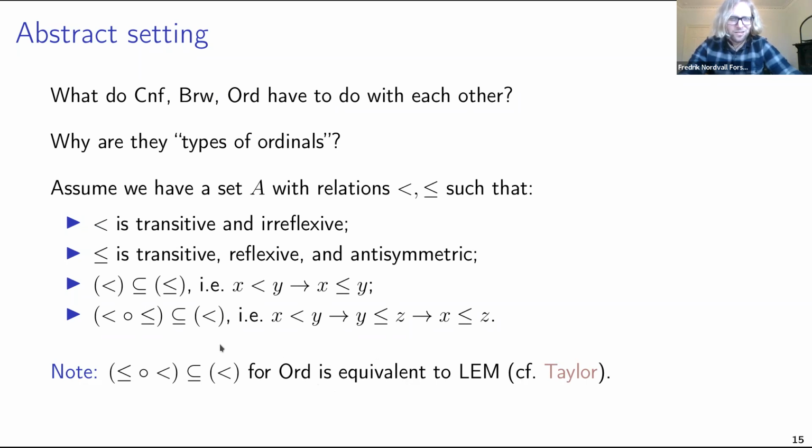But so we have to make sure that we only use this form of mixed transitivity. For Cantor normal form, for example, we also have this one, of course, but for the more undecidable notions, we can't afford this.